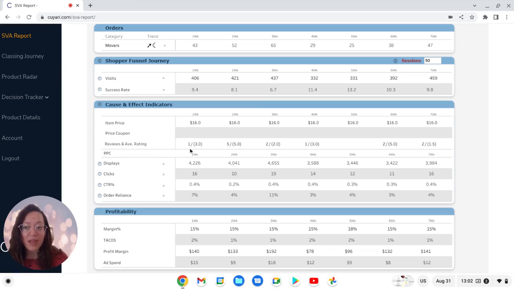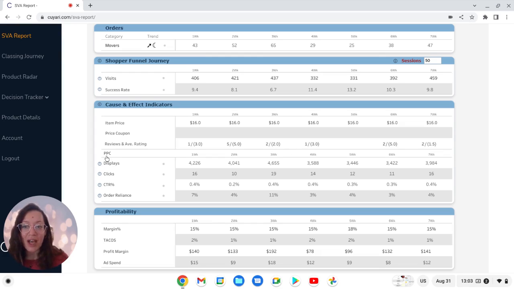Not every review is shown on your listing. However, if we do see that there were low ratings, like we can see over weeks 3 and week 7, it's worth checking the listing to see if that's influencing a customer's decision on whether to buy or not.